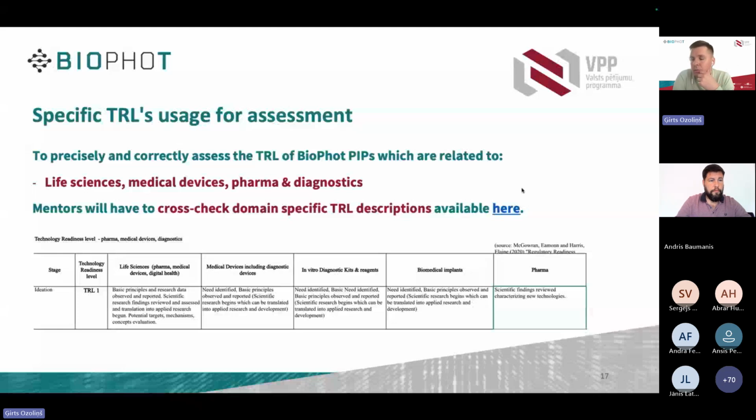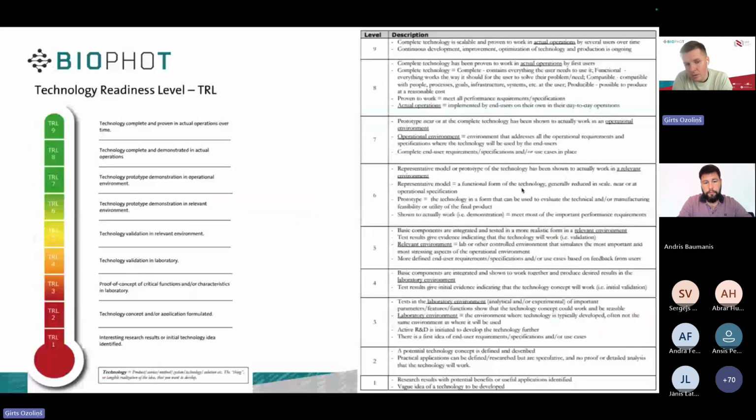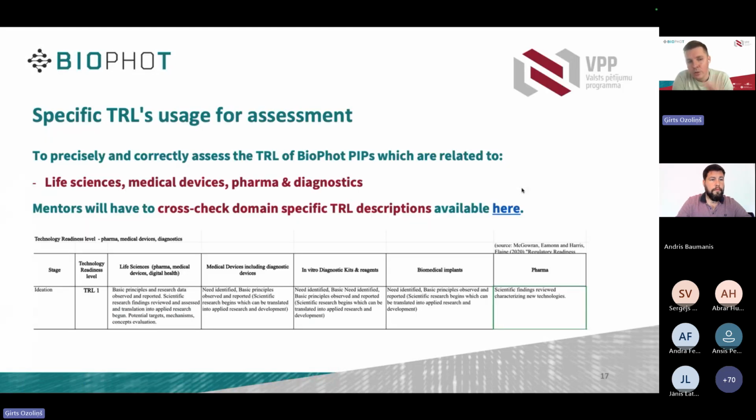Then we also have a separate document for the double check, like cross check from the KTH given TRL description, to cross check with the specific ones so that we can be sure that in these specific topics these technology readiness levels are aligned, because in BioPhoT we need to correctly assess where you are and what's the progress during the project implementation.